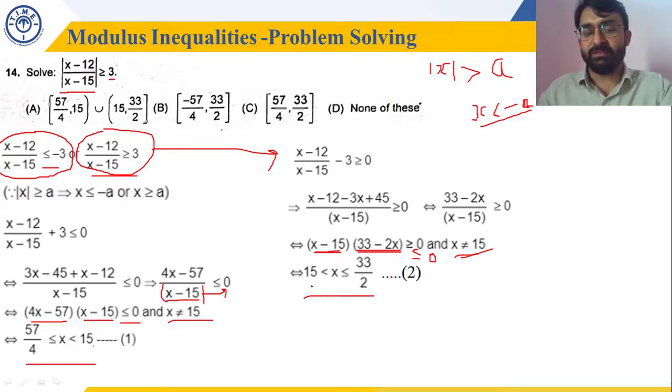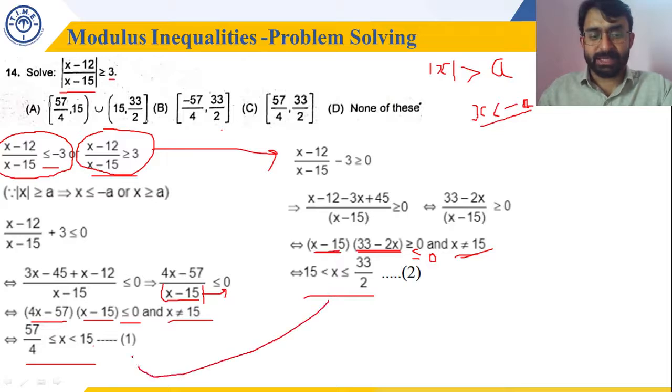That means more than 15. Why not more than or equal to? Because 15 cannot be the value of x. Fine. So x has to be more than 15, less than or equal to 33 by 2. Now both the cases are equally likely, or equal chances are there of both the cases to happen. So any value which will fall in either of the two ranges will be my answer.